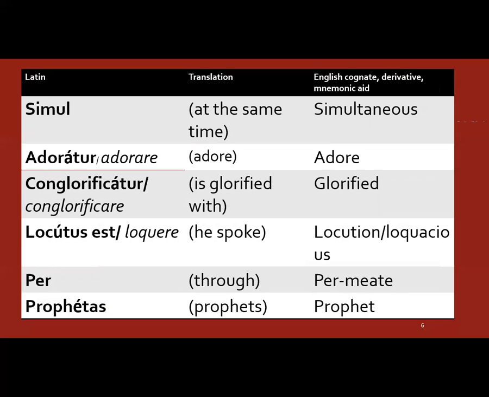Per is a preposition, and it means through. And I'm going to be using the word permeate, because permeate is something that goes through something, right? The meate has nothing to do with per, but I'm just using it to show the meaning of per. Prophetos means a prophet. It's obviously what it means. Our Latin word is the same.